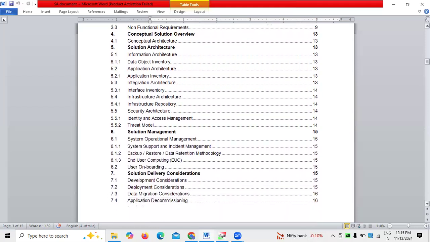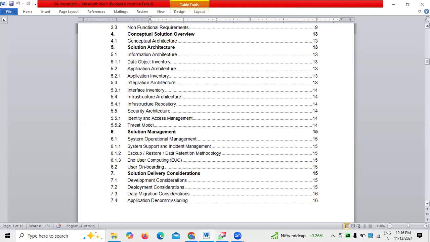Next, we need to know about solution management. Solution management majorly focuses on the different operation management processes that are required to be followed, and how we are managing the incidents. For example, we are using different incident management tools. We normally use Bamboo for releases. OpsGenie is one of the release management, incident management tools we use. All these things have to be mentioned.